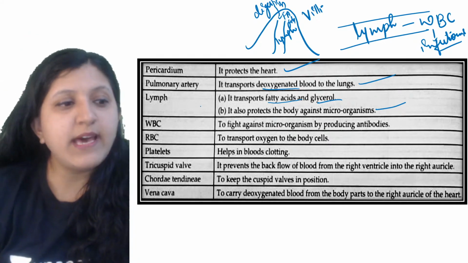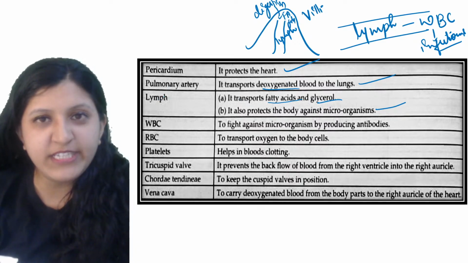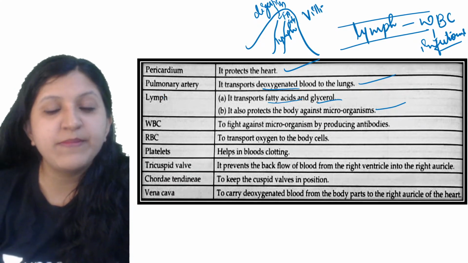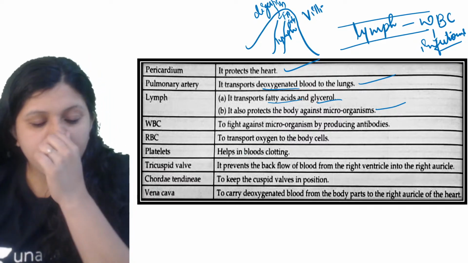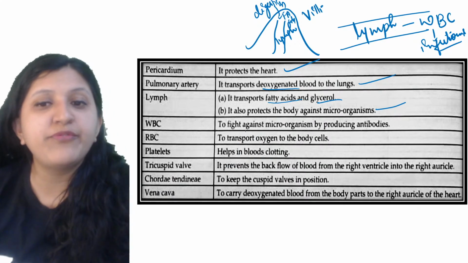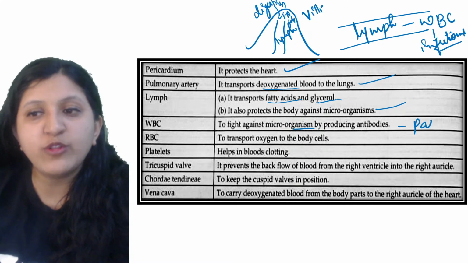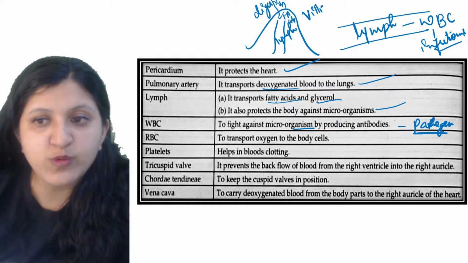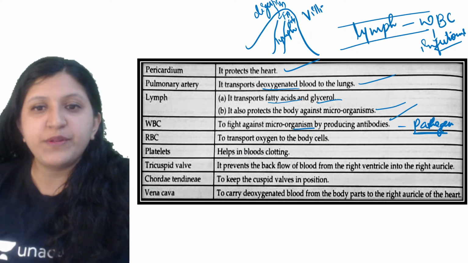So WBCs are there. What exactly is WBC? You know, there are many different types, so the granulocyte is present. These WBCs help to fight against microorganisms, mainly the pathogens. They fight against the pathogen by producing an antibody. So antibody production will occur and they fight off the pathogen.